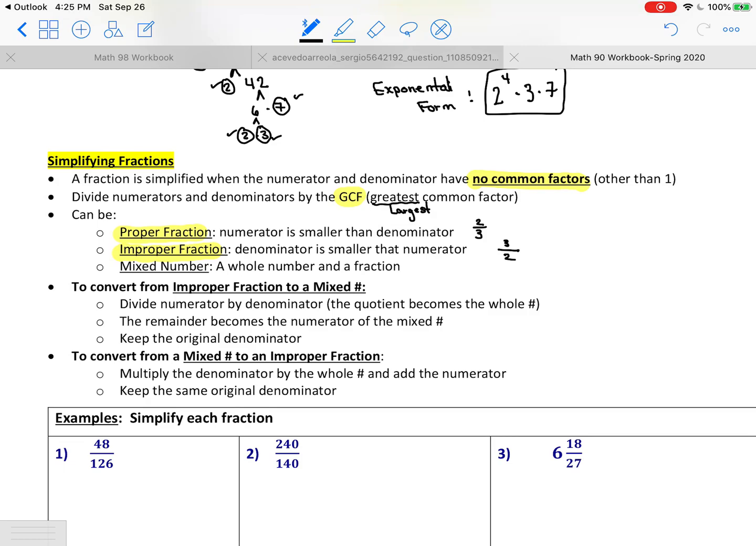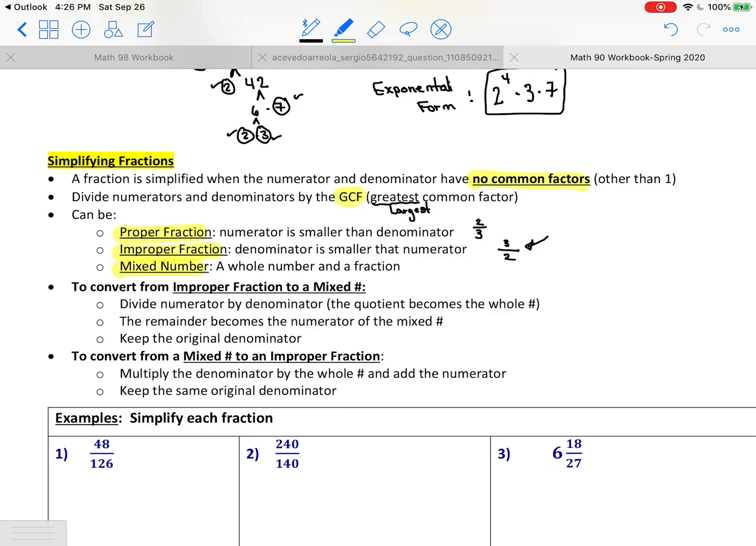And it used to be that improper fractions were not considered simplified. That has actually changed. That notion has changed. As long as there are no common factors left in your improper fraction, this can be left as a simplified fraction. You do not need to convert to a mixed number, unless, of course, it asks you to.